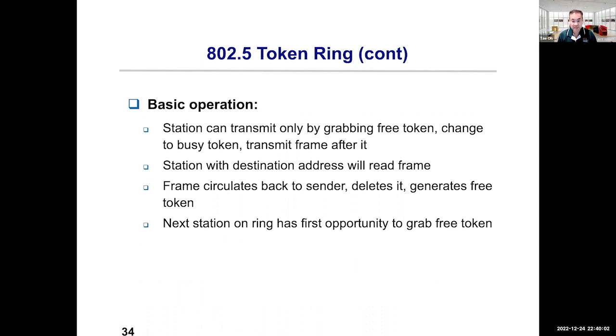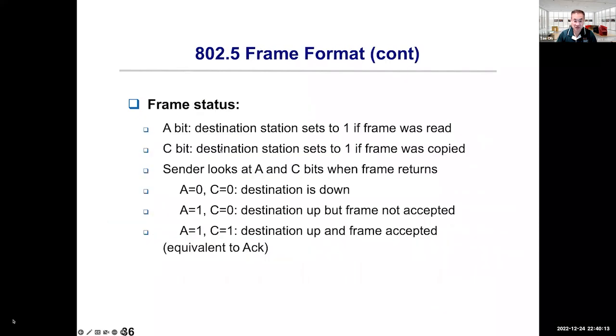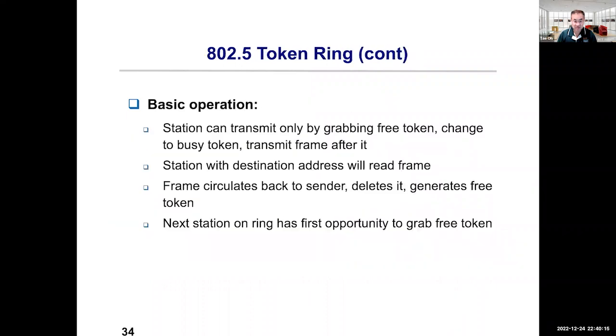Okay, so the basic operation is a station can transmit only by grabbing the free token. It changes to a busy token when it transmits a frame, and transmits the frame after it. That means after you change to a busy token, you send it to others, indicating I'm using it. Nobody else can use it.